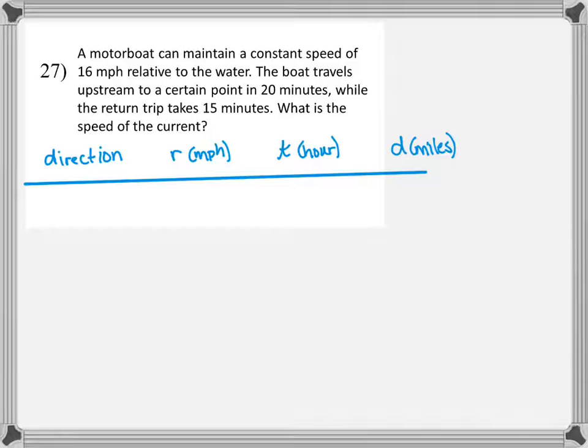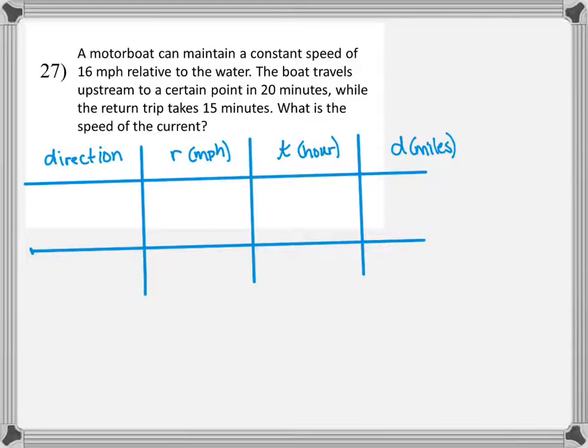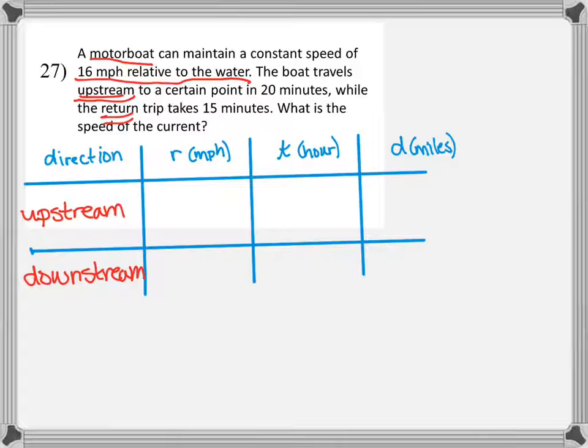Okay, we have two directions. We will have our motorboat going, well, we know our motorboat is going 16 miles per hour relative to the water, and it's going upstream and returning downstream. So upstream is a direction and downstream is a direction.